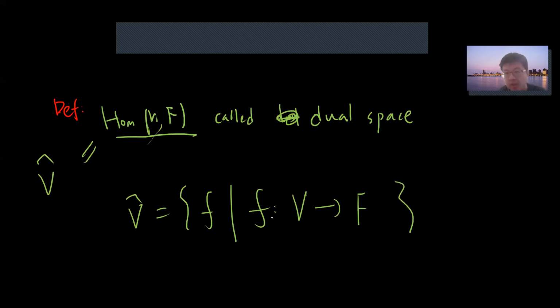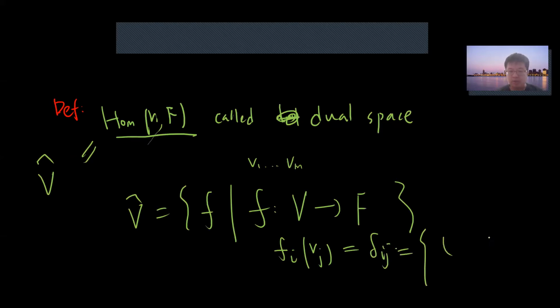And the basis, as we said, is called Fi. If V1 up to Vn is a basis of V, then Fi of Vj is defined to be delta ij. This means it is 1 if i equals j, and if i is not equal to j, it is 0. This is called the dual space.